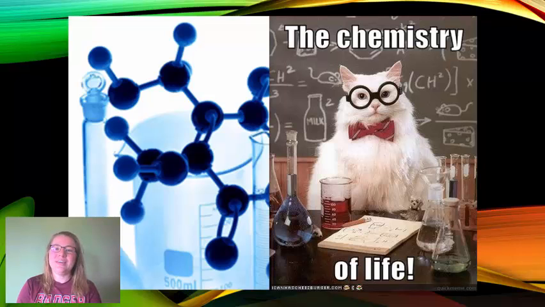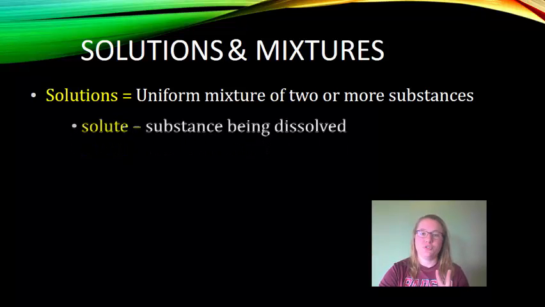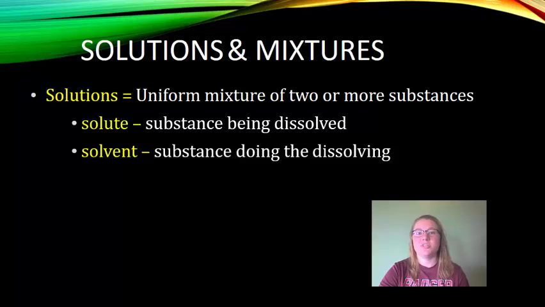Welcome to biology. In this video, we are continuing our biochemistry unit, and we are focusing in on solutions and mixtures. So to start with this, the definition of a solution is a uniform mixture of two or more substances, and a solution is typically some kind of liquid. It's made up of two parts. We have the solute, which is the substance being dissolved, and the solvent, the substance doing the dissolving.